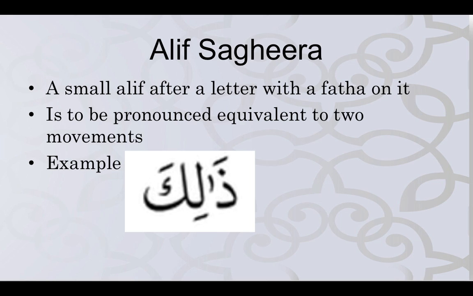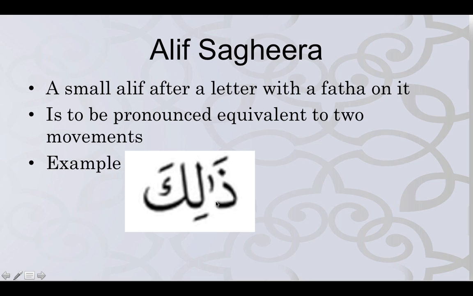Now, this little diacritic, this little alif right here, the one that my mouse is hovering over, you have not seen before. And the reason you have not seen it before is because this is the Alif Sagheera, sometimes called Alif Qasira, sometimes called Alif Khanjariya, Dagger Alif, etc. It has different names, but typically it's usually referred to as an Alif Sagheera.